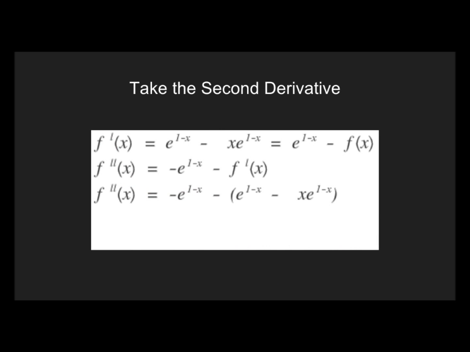Now, we want to apply the second derivative test. And to do this, we need to take the second derivative and then evaluate that second derivative at the critical value. So our first derivative is equal to e to the 1 minus x times 1 minus x, which is the same thing as e to the 1 minus x minus f of x, our original function. And this makes taking the second derivative a little bit easier. So the second derivative is negative e to the 1 minus x minus f prime of x, and we already know what f prime of x is, so we can simply plug that back in and simplify.